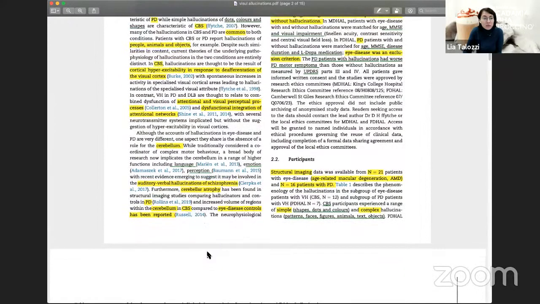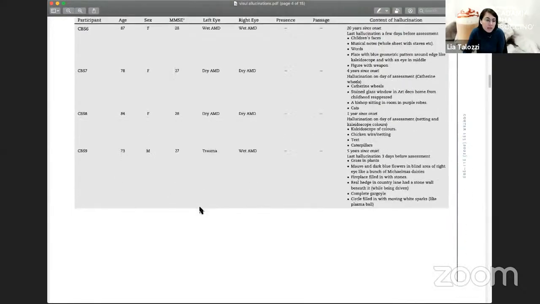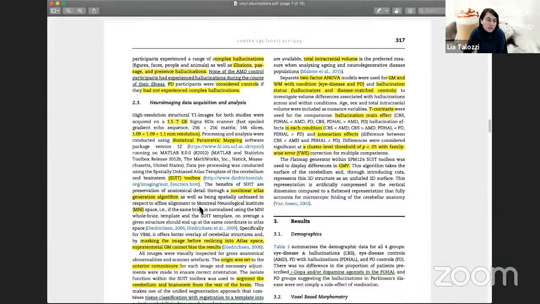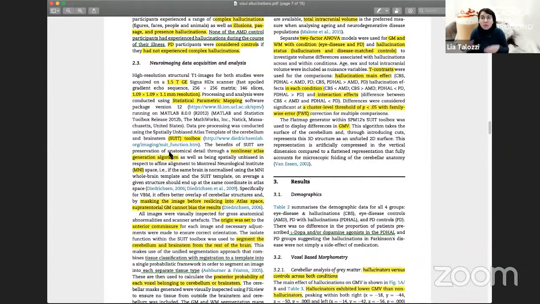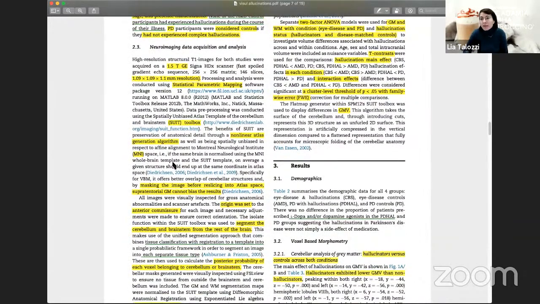In particular, in this paper, they also used the SUIT voxel-based morphometry, that is an SPM tool focused on the cerebellum. So you mask the cerebellum, and then you do the comparison, voxel-based, using T1 images on the gray matter and the white matter. And this approach is designed to be really precise in the location and so in the registrations between subject and a study group.